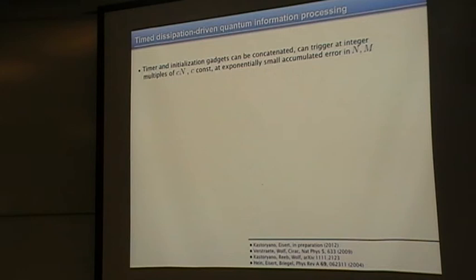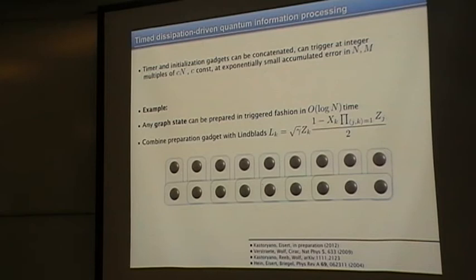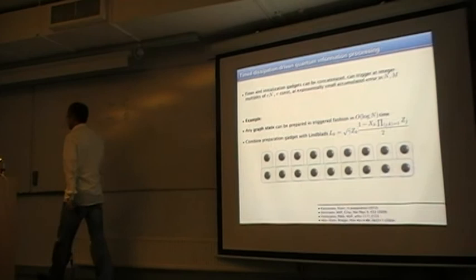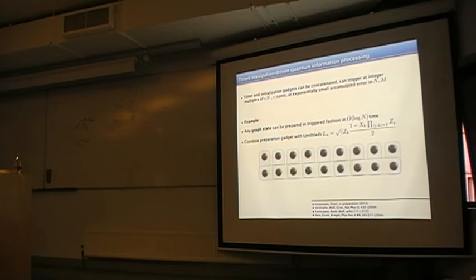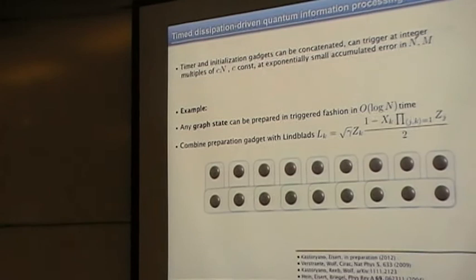For example, prepare states. You can prepare graph states. You know what graph states are. They are a certain instance of stabilizer state. And you can prepare them in a dissipative fashion. But not only that, you can prepare them in logarithmic time. And you can stop preparing by using the trigger, the initialization device, that you couple with the cooling to this Hamiltonian. The graph state experts will recognize this part as the frustration-free Hamiltonian, of which the graph state is the ground state.